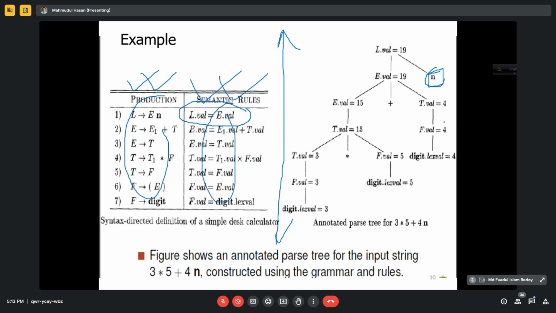Yes, sir. So here semantic rules are very important.